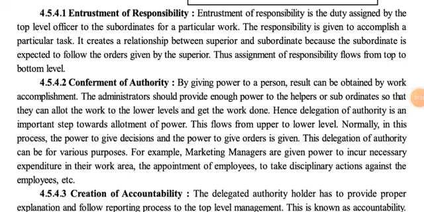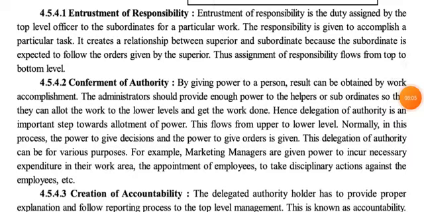Now, the very first element of the delegation of authority, or we can say the first leg of a tripod, is entrustment of responsibility, because whenever a person is able to complete a work, some kind of responsibility will be given to them to complete that particular task. So, entrustment of responsibility is the duty, that is the work assignment, by the top level officers to the subordinates for a particular work. As we discussed last time, we can get the benefit of specialization also.